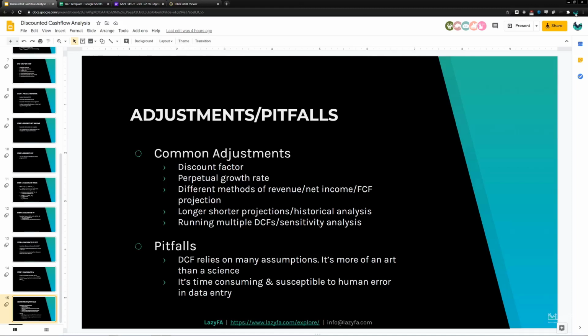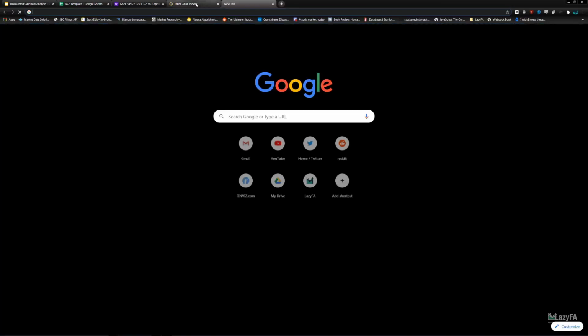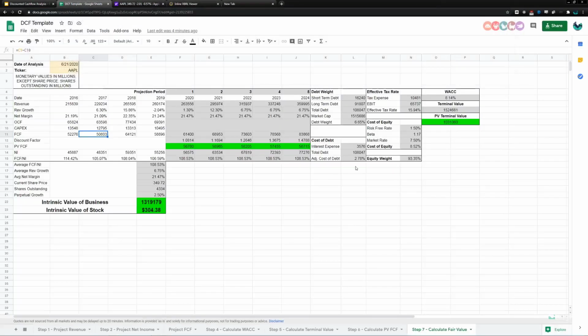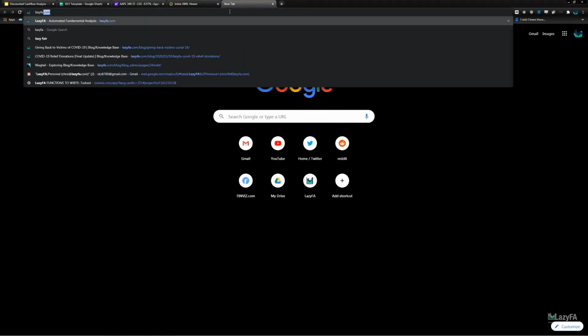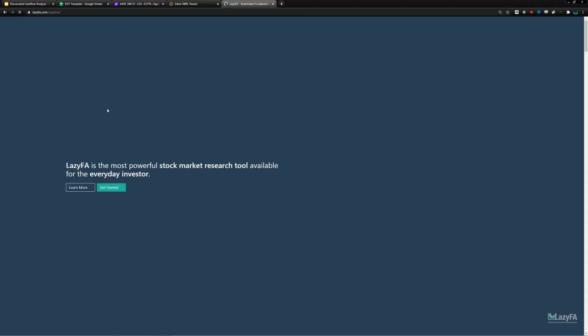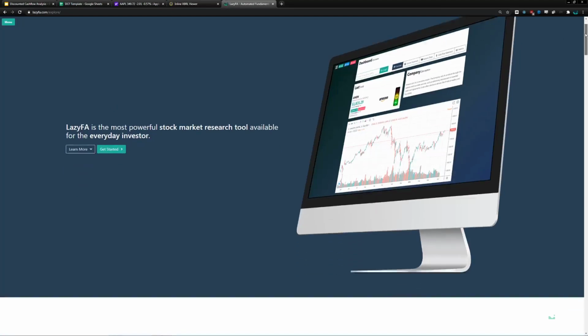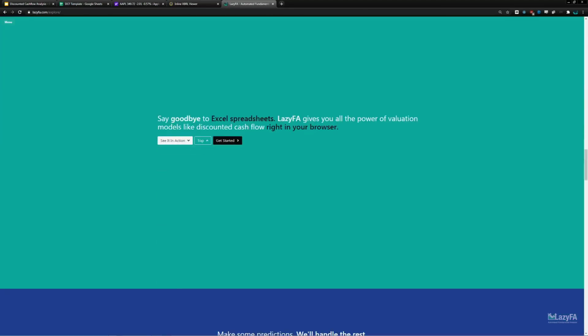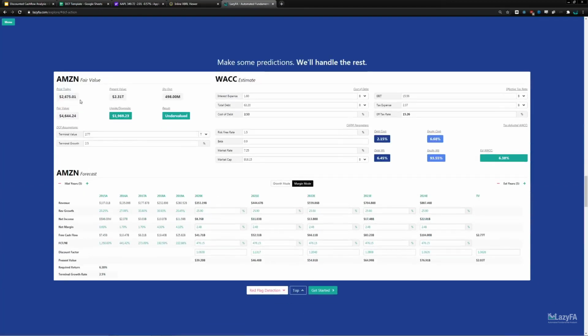One of the things that I just recently started doing is this: I don't like working with Excel spreadsheets. I think they're ugly as hell. They work really well, but just building them and working with the formulas and everything, there's only so much you can do. Plus you still have to fill in all of this information. So what I did over the last couple of months was, on LazyFA, I built a discounted cash flow calculator, which I'm just now launching and looking for feedback on.